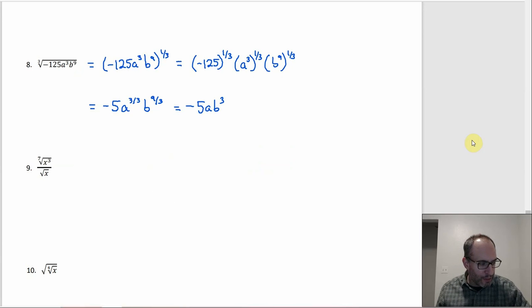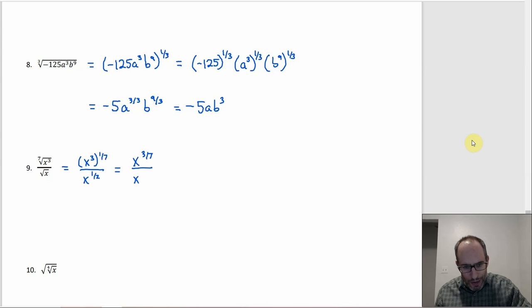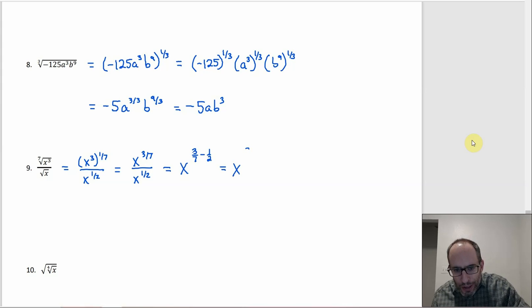Okay, number 9. Looks like we got a couple of things to rewrite. So with number 9, we're going to have x cubed to the 1/7 in the numerator, and that's going to be an x to the 1/2 in the denominator. But then we've got a power to a power in the numerator, so we can write that as x to the 3/7 over x to the 1/2. And then same base in the numerator and denominator, so we can subtract exponents since we're dividing. And we can write this as x to the 3/7 minus 1/2. And we'll have to get a common denominator, which looks like it would have to be 14. So we'll have x to the 3/7 times 2 over 2 minus 1/2 times 7 over 7. So that'll be x to the power of 6/14 minus 7/14.